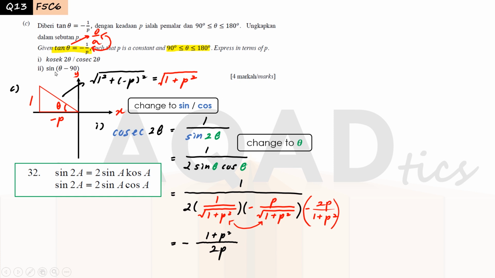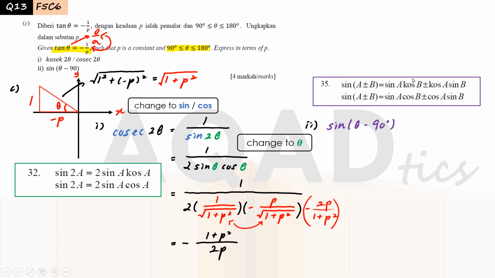And for part 2 we have this. Since there are 2 angles here, we can use the formula for sine of a plus b, which is this one. We have 2 angles inside the bracket, so we can use this formula. Let's go one by one. A will be theta, b will be 90 degrees, so here it will be sine theta cos 90 degrees, and this one is minus, at the bottom, so we use the sign at the bottom, which is negative. So negative cos theta and sine b, which is 90 degrees.